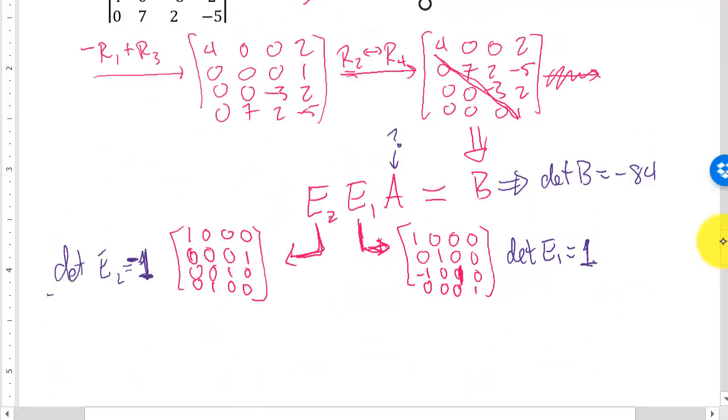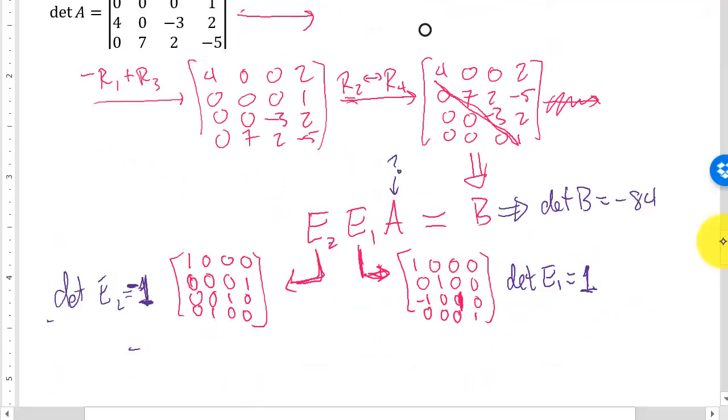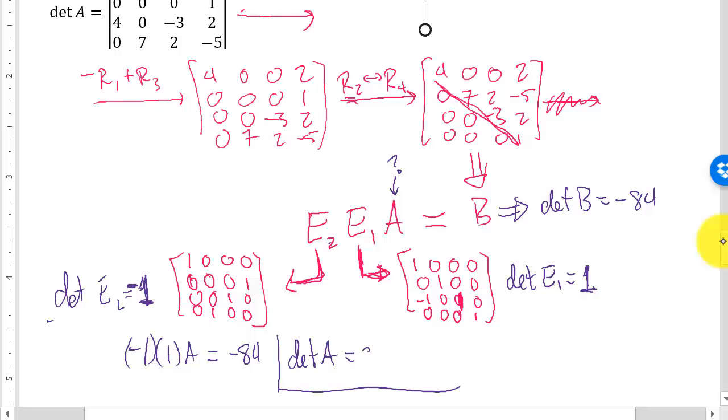Let me write that over here. And we get -1 times 1 times the determinant of A is equal to negative 84. And so the determinant of A, the original matrix that we're looking for, is equal to positive 84.